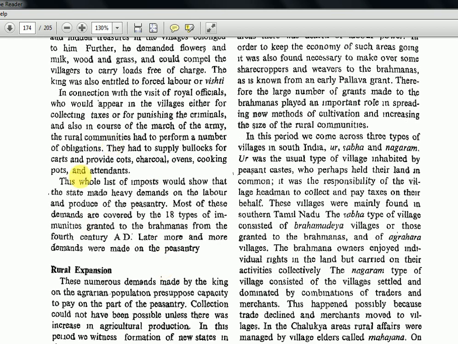This whole list of impositions would show that the state made heavy demands on the labor and produce of the peasantry. Most of these demands were covered by the 18 types of immunities granted to the Brahmanas from the 4th century AD.